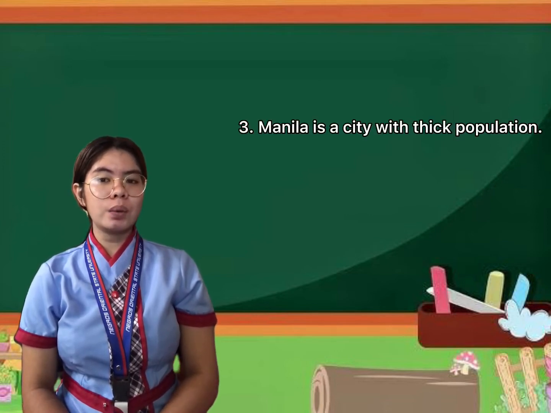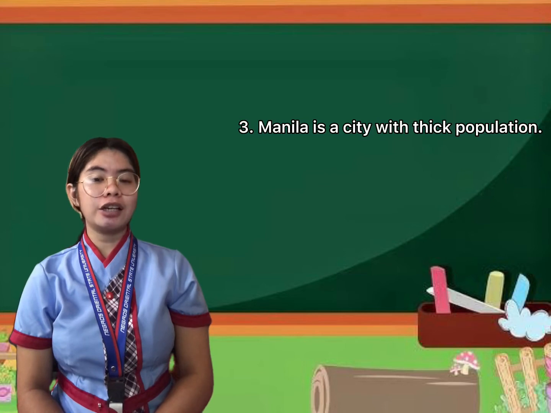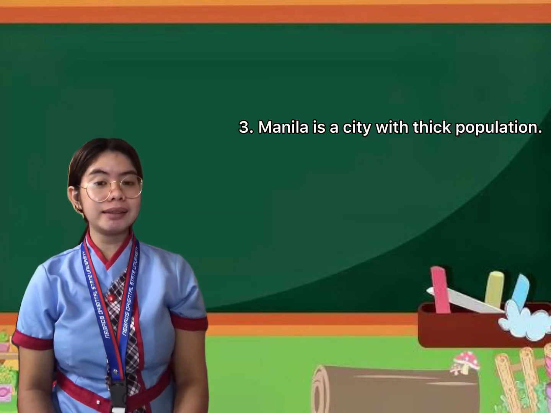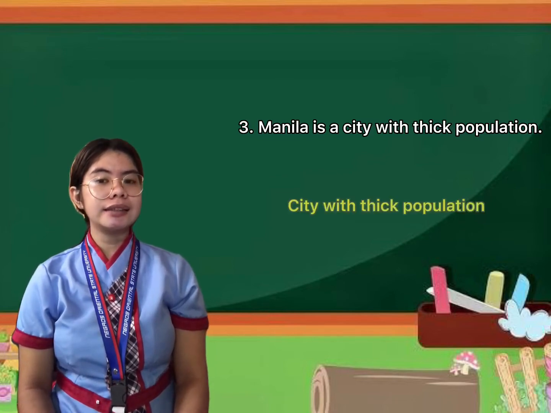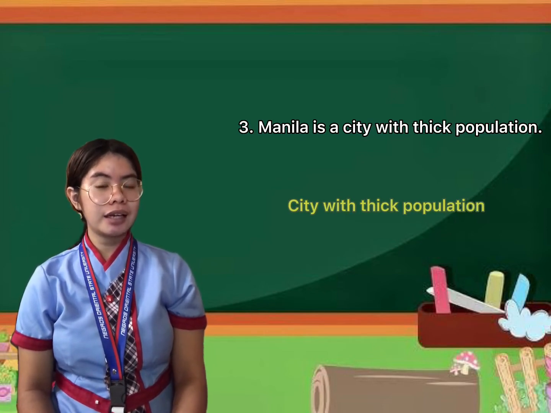Manila is a city with thick population. Now, let's identify the phrase found in the third sentence. Your timer starts now. I believe that your time is up. Now let's check if your answer is correct. Manila is a city with thick population. The correct answer is city with a thick population. Are your answers correct? If so, now let's proceed to the fourth sentence.